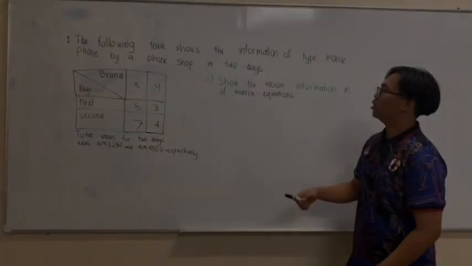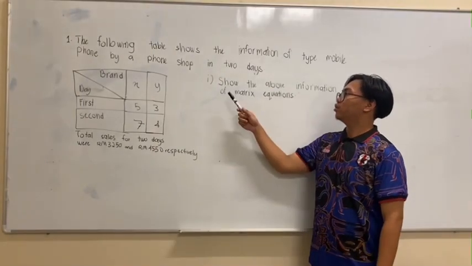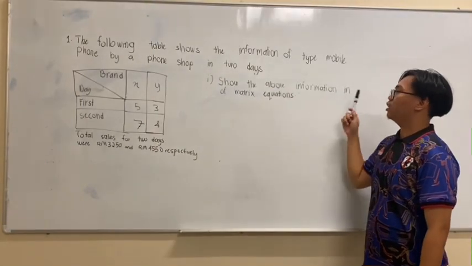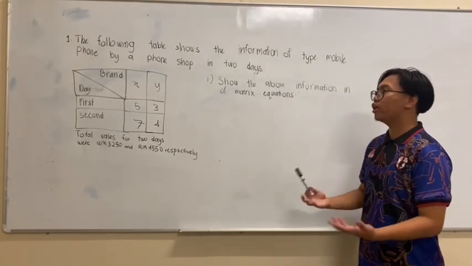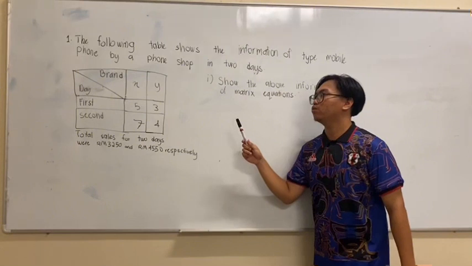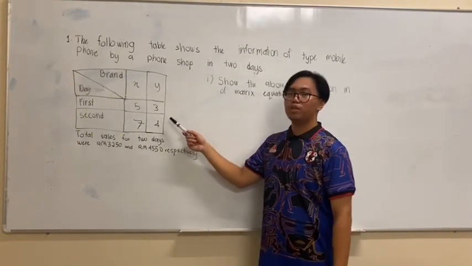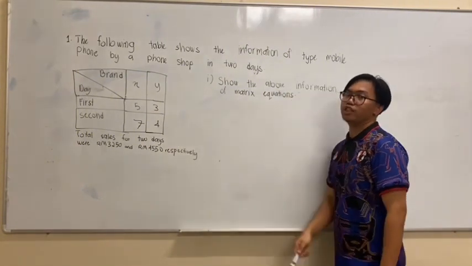Let's see the first question. The first one is to show the above information in a matrix equation. How to do that? Firstly, we need to change the information in the table into linear equations.